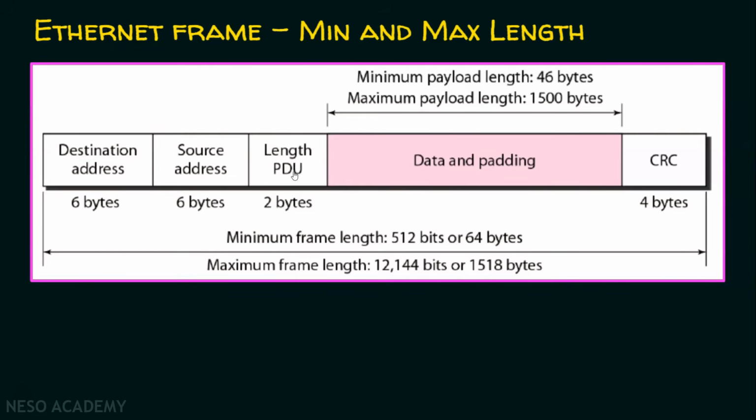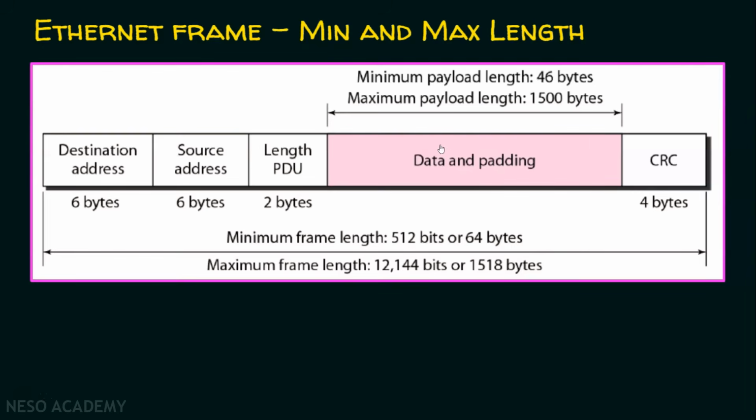And we have a length field which is 2 bytes, and this is the data and the padding part, and finally the CRC. So the minimum payload length, that is this part, this is the actual payload, should be 46 bytes, and the maximum payload length will be 1500 bytes. So this part will be a minimum of 46 bytes and a maximum of 1500 bytes. And what about the minimum frame length? This is about the IP packet. This is actually an IP packet. And what about the frame?